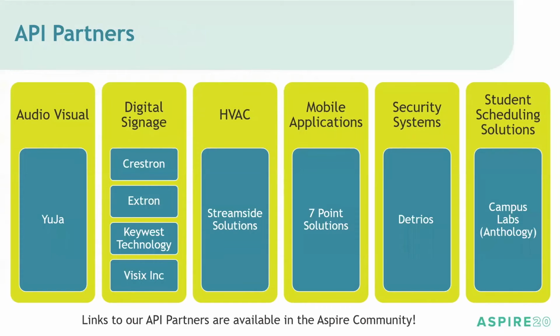So here are some of our API partners that we are currently working with. The first area here under audiovisual is UJA. UJA allows you the ability to capture your lectures for academic sections, manage the video streams from those sections, and then also allows you to do live streaming for your academic sections and events.